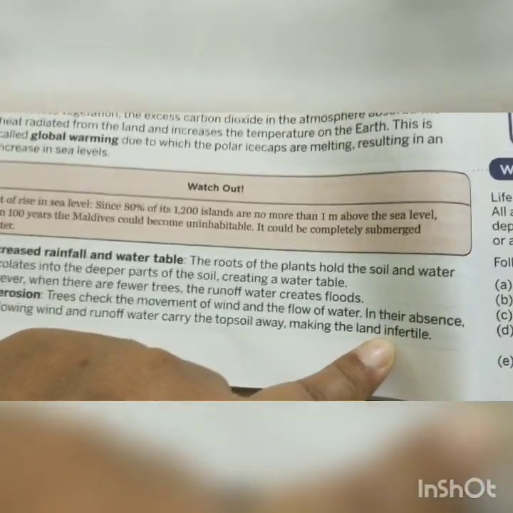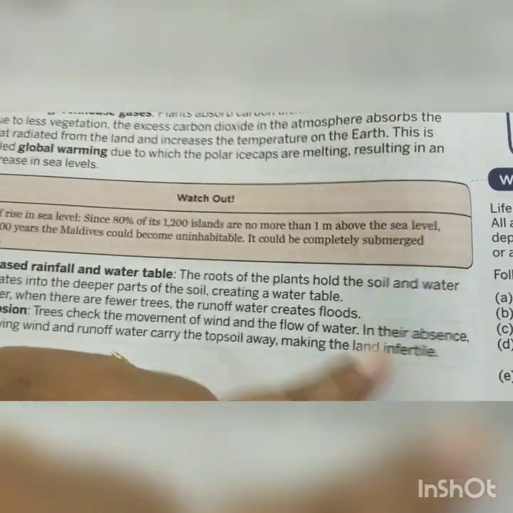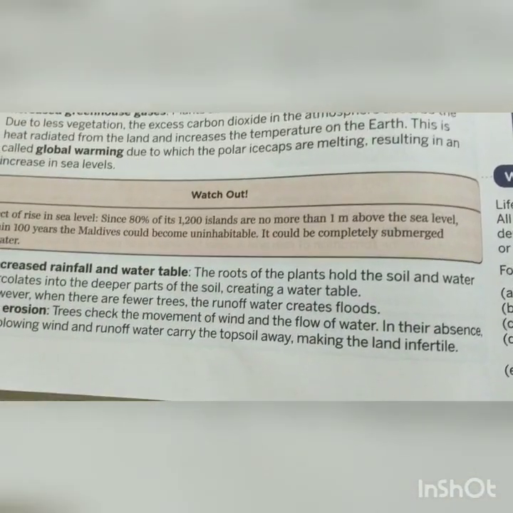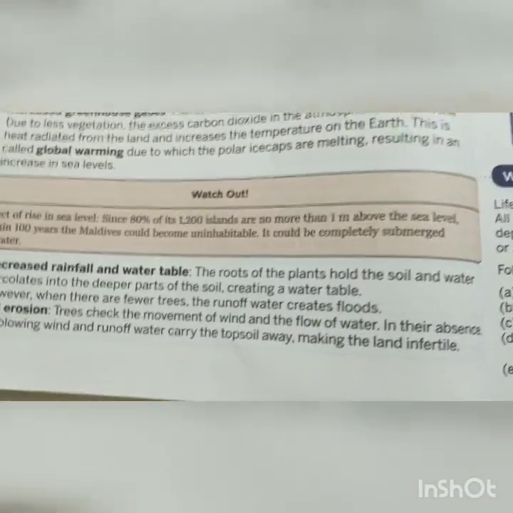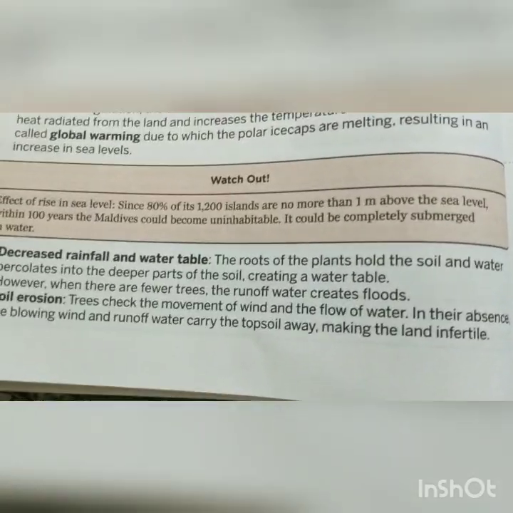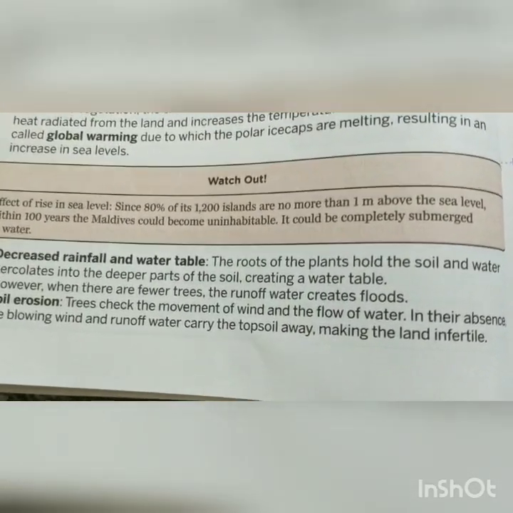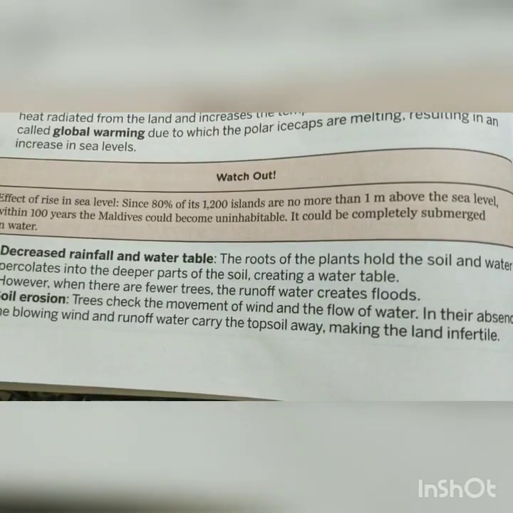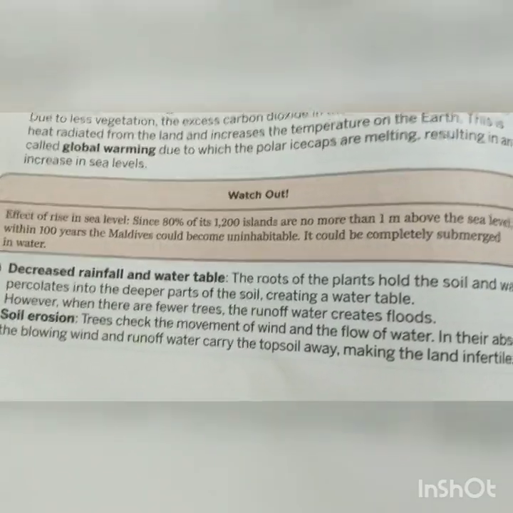So, soil erosion, because trees will not be there, and the roots of the tree hold the soil of that particular region or area. If trees are not there, the soil will be free, and when there is heavy rainfall or wind, it will blow the soil away, and when the topmost soil is blown out, the fertility will decrease. So in that particular area the plants will not grow properly.